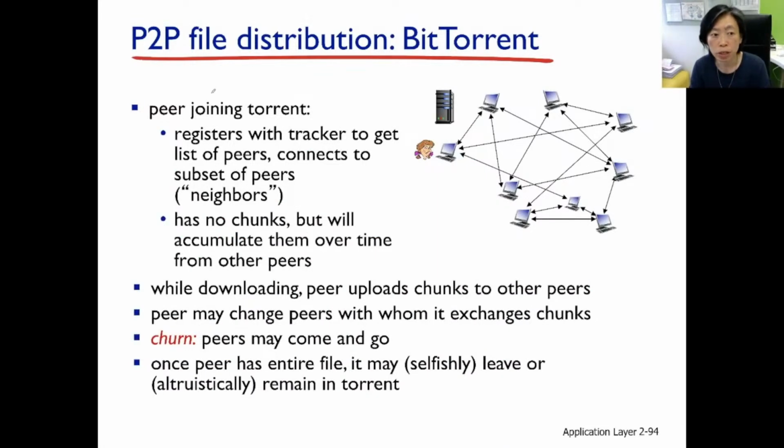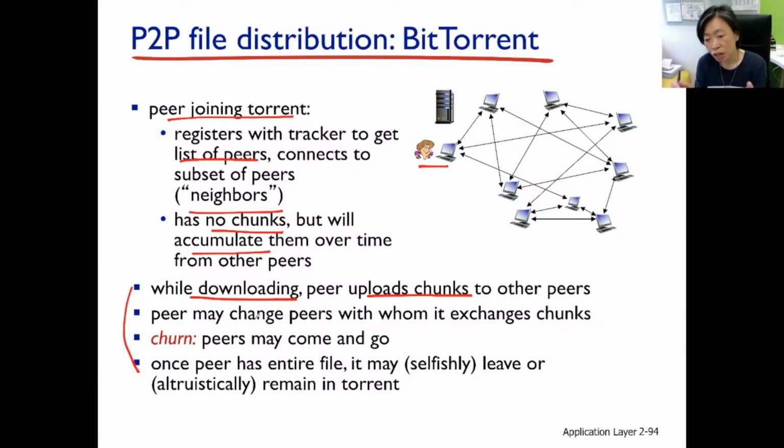Furthermore, about the operation of BitTorrent. A peer joining the torrent, you've heard it earlier, right? Contacts the tracker to get the initial set of peers. And those peers that are connected to Alice will be Alice's neighbors. Alice in the beginning has no chunks, but over time, Alice will accumulate these chunks and eventually grow into a complete file. Now, the general operation is this. Each peer will be downloading chunks while also uploading chunks to other peers.